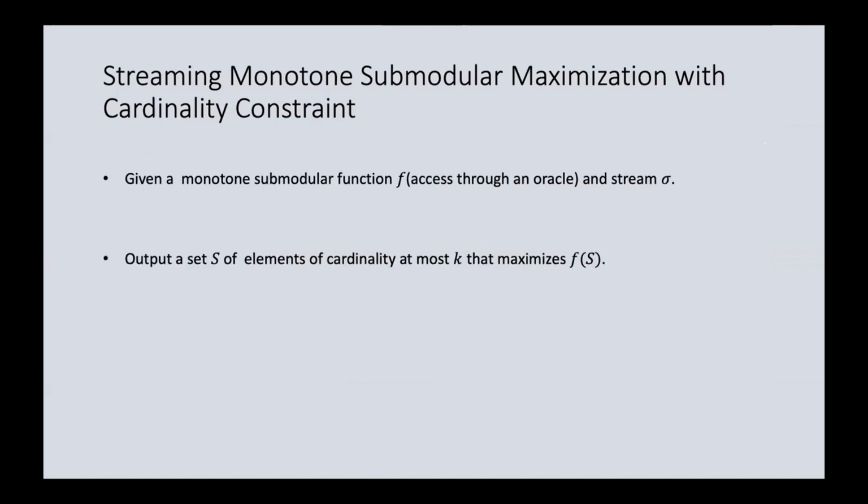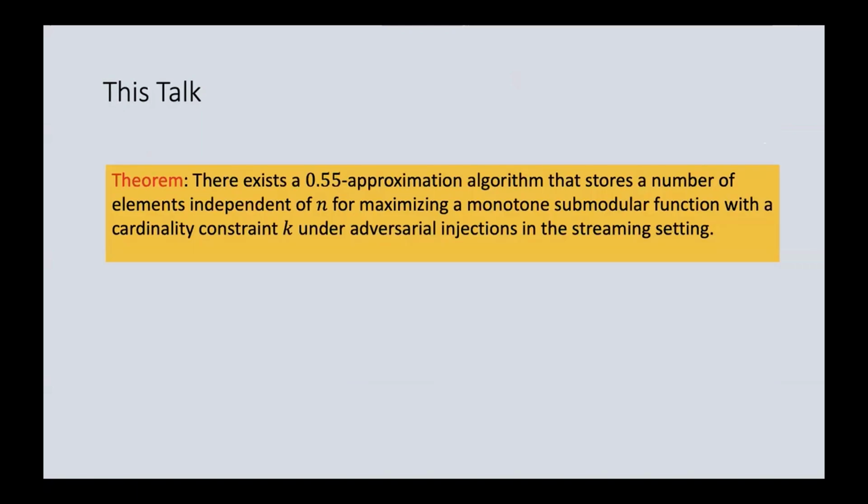So let's see what our problem is. We are given a monotone submodular function f, and we have a stream sigma. At the end of the day, we have to output a set S of elements of cardinality at most k that maximizes f of S. And we would be compared against the optimum solution O in the stream. In this talk, I'll present a proof sketch of a 0.55 approximation algorithm that stores a number of elements that's purely a function of k.